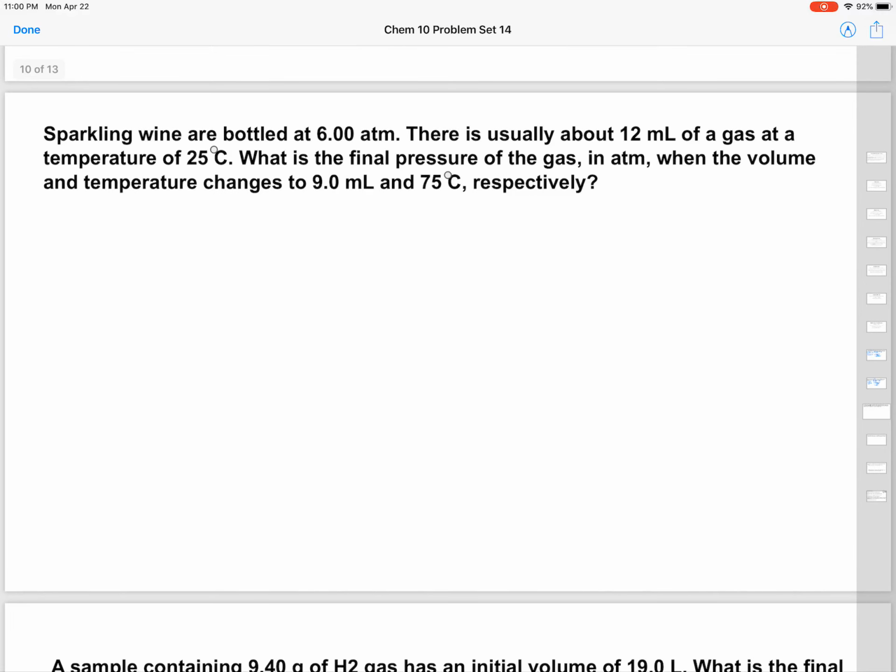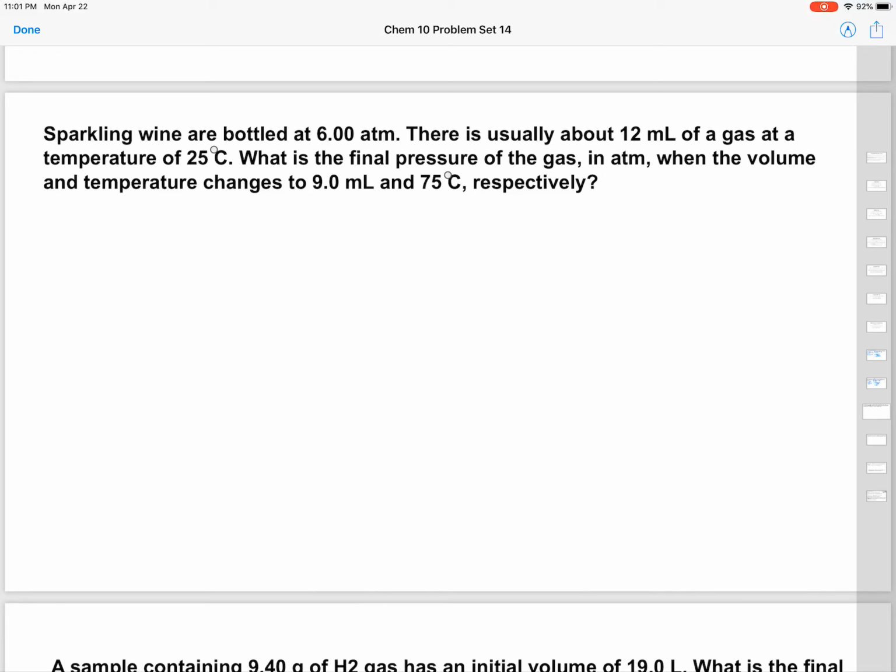All right. Sparkling wine is bottled at 6.00 ATM. There is usually about 12 milliliters of gas at a temperature of 25 degrees Celsius. What is the final pressure of the gas in ATM when the volume and temperature change to 9.0 milliliters and 75 degrees Celsius, respectively?